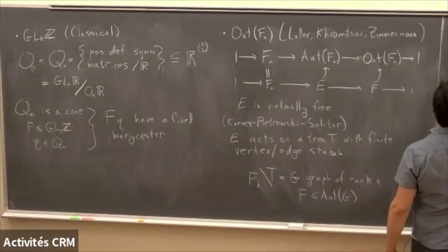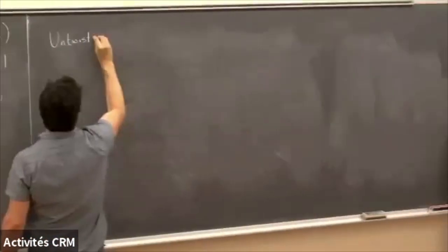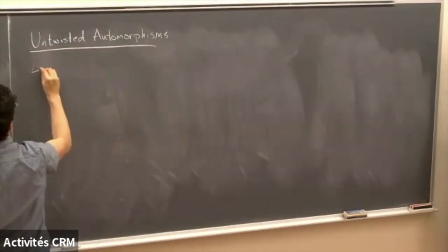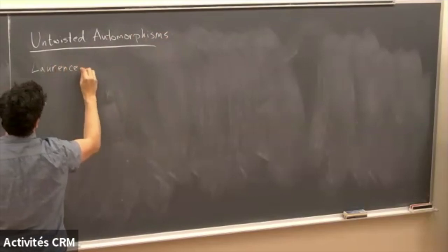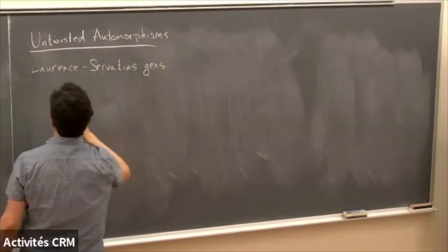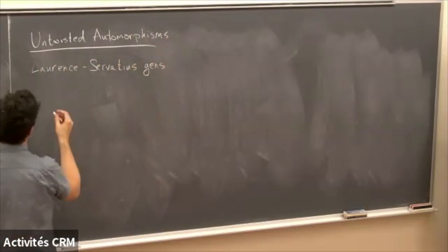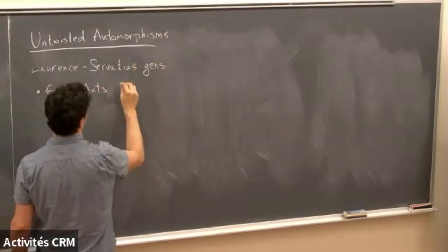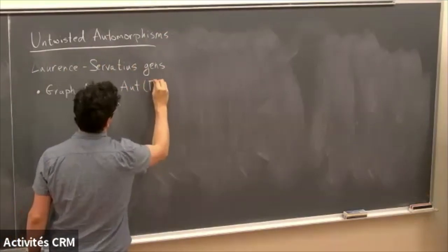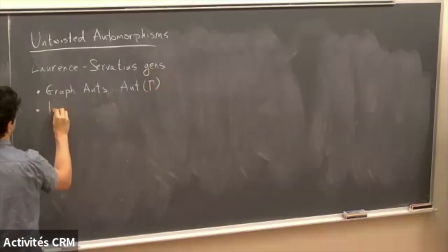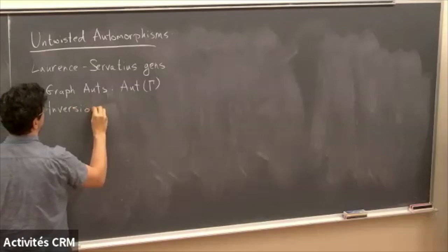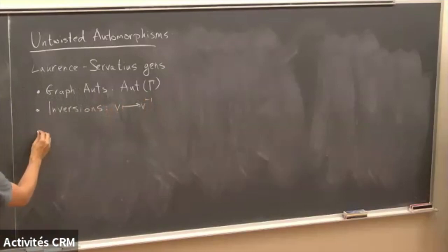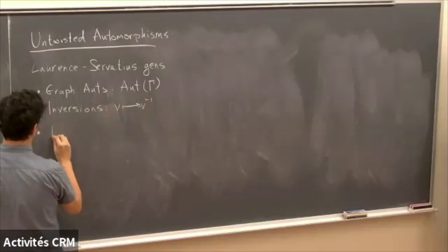Right. So the untwisted automorphisms, I'll just remind you. The automorphisms come from what are called the Laurence and Servatius generators. And they have several different types. So there's the graph automorphisms. That's just automorphisms of your defining graph. There's the inversions. These look like v goes to v inverse. There are partial conjugations.